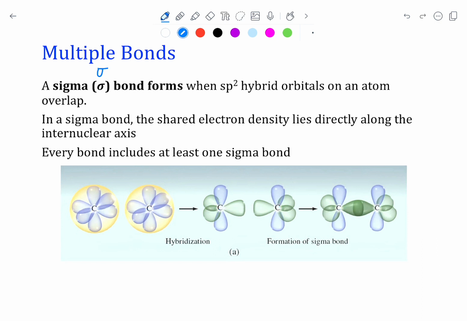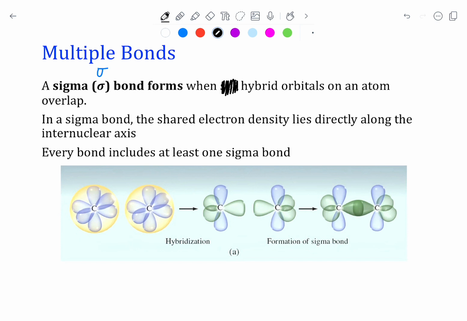And I should make one change here. To be more generalized for our sigma bonds, this should not say sp2, this should just say when hybrid orbitals overlap. It could be an sp2, it could be an sp, it could be an sp3, you can even have an sp3d2 that could be considered a sigma bond. So when hybrid orbitals overlap, that's a sigma bond. This is what's going to be on our internuclear axis.